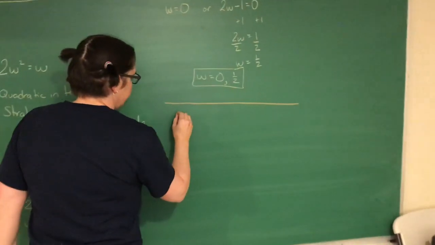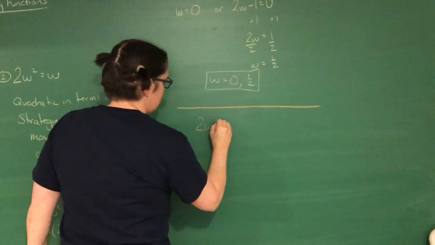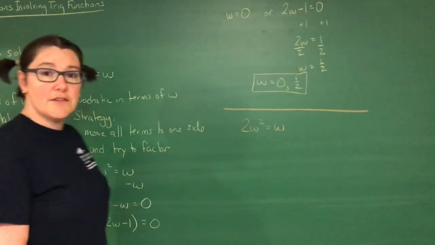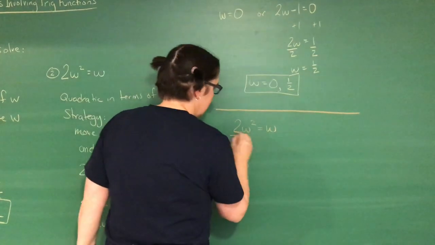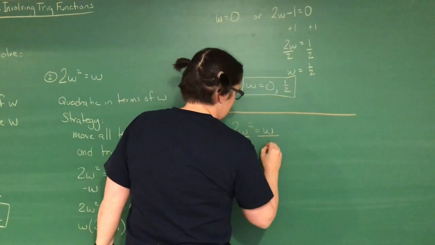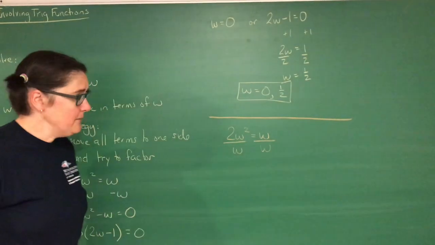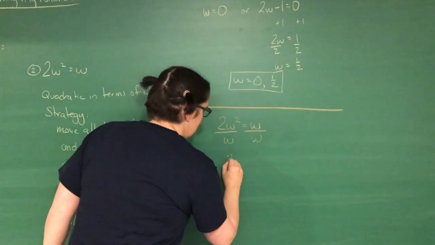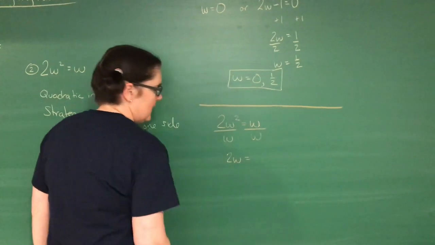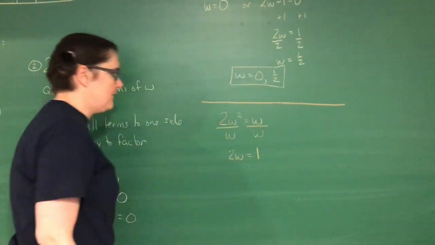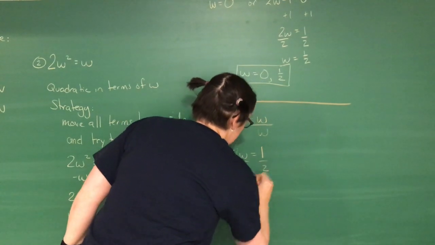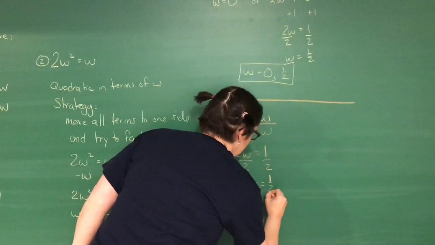Maybe one way that you thought to yourself was, okay, I have 2w squared equals w. And since there's a w on both sides, I'm going to divide both sides by w. And then that would leave me, on the left side, with 2w, and w over w is 1. So I have 2w equals 1. And then I divide both sides by 2, and I get w equals 1/2.